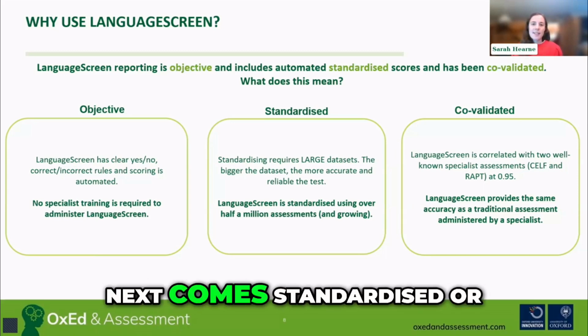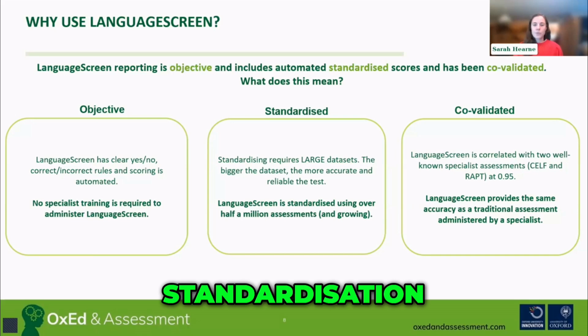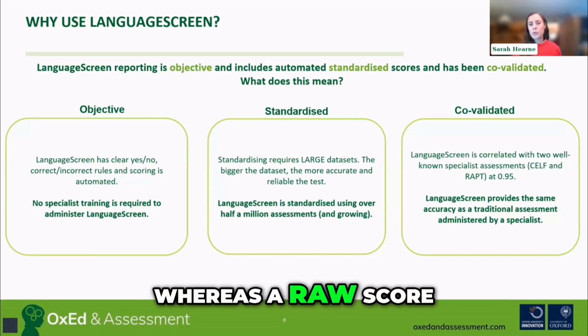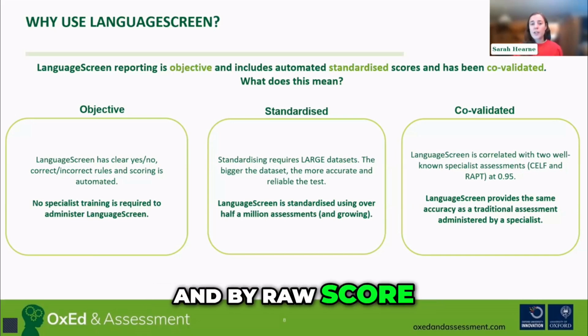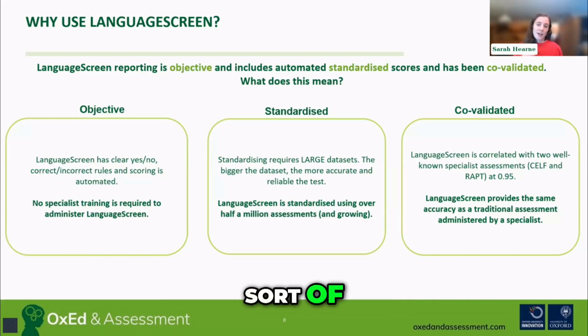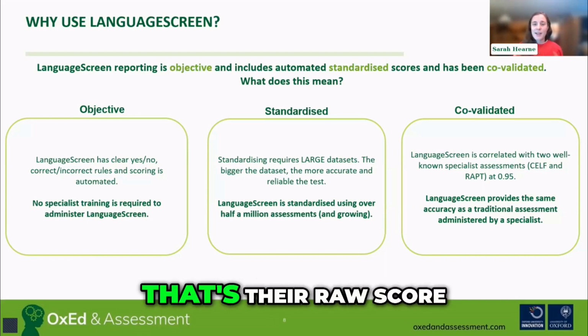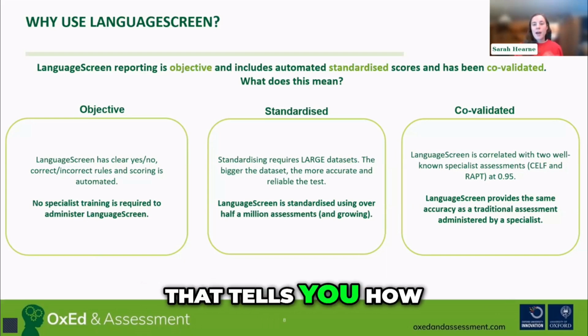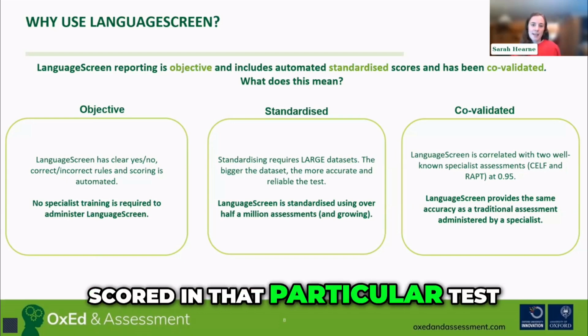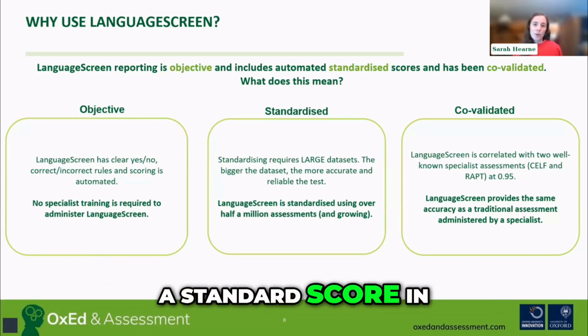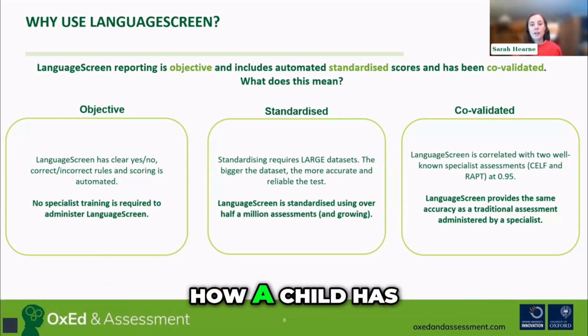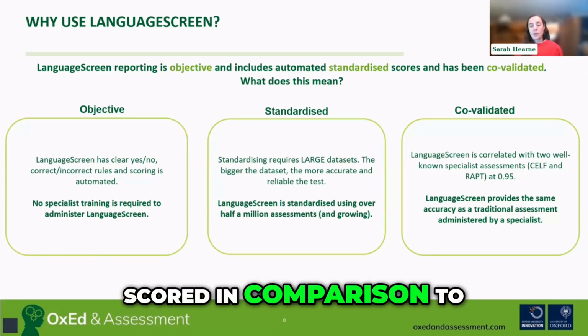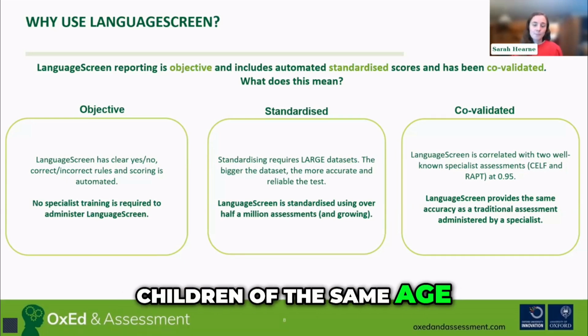So next comes standardized or standardization. So whereas a raw score, and by raw score, I just mean a child got 8 out of 10 correct. That's their raw score. That tells you how well a child has scored in that particular test. Now, a standard score in comparison will tell you how a child has scored in comparison to a large group of children of the same age.